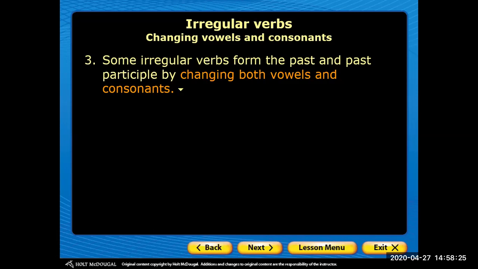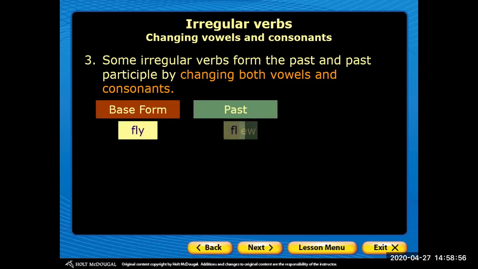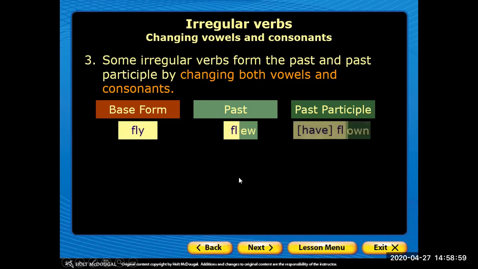Dr. Muhammad, we are talking about the third case in which we can conjugate the verb: some irregular verbs form the past and past participle by changing both vowels and consonants. We talked about only vowel, like sing, sang, sung. We talked about only consonant, build, built, built. And now we're going to talk about both a vowel and a consonant. A very famous example is the verb, Muhammad? Fly, flew, have flown. Excellent.